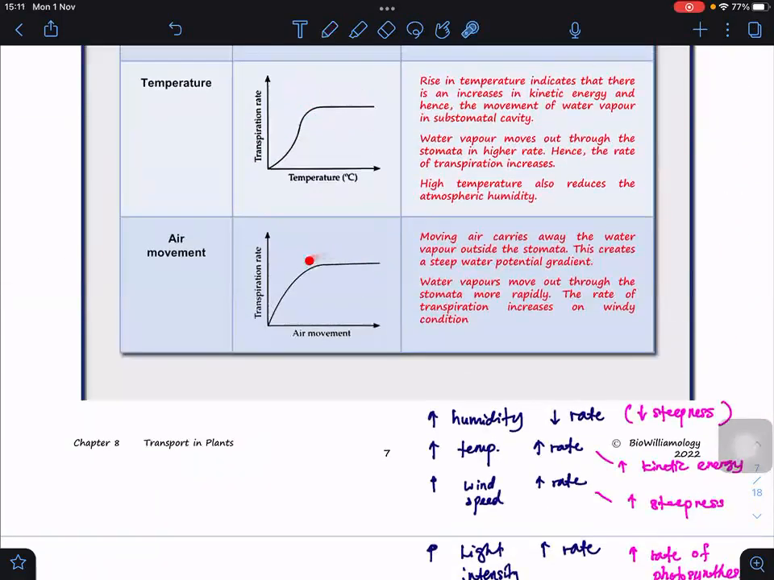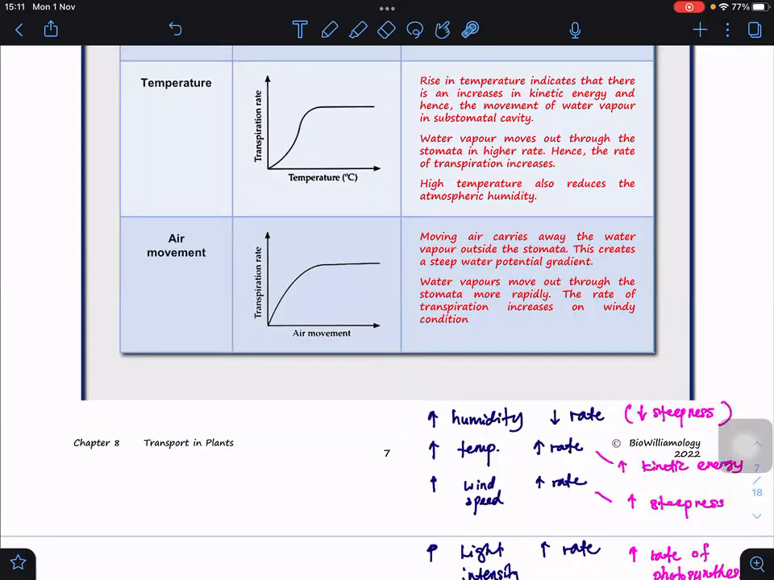Why plateau? Try to imagine that most of the transpiration occurs at the stomata. If we don't increase the number of stomata, then the rate will remain the same even though we increase the temperature or the air movement. Correct or not? So the limiting factor here is no longer the air movement or the temperature, but the number of stomata and whether they are open or not. Are you clear? Now, if you continue to increase the temperature for a long period of time, the rate of transpiration will decrease. Air movement also. Why decrease?